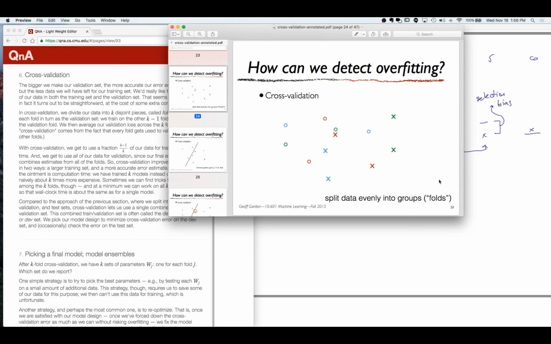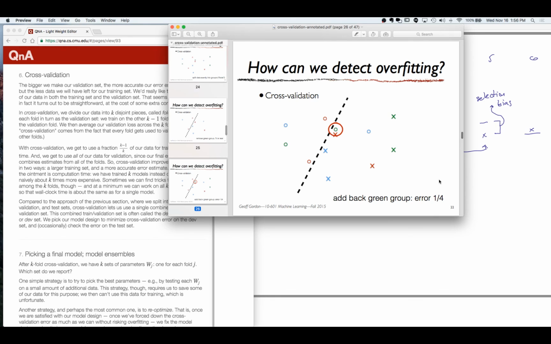And we can remove the green group and fit on the rest, and there's the decision boundary we get. And then we add back in the green group, and we check how many are errors. Then we can remove the red group and fit on the rest, add back in the red group, and check how many of those are errors. So we got 1 error on the green, 2 on the red, and if we do it on the blue, remove blue, fit, add back in, we get 2 errors.